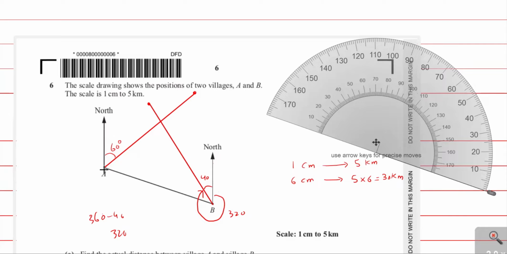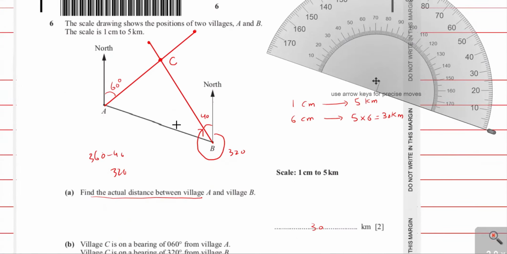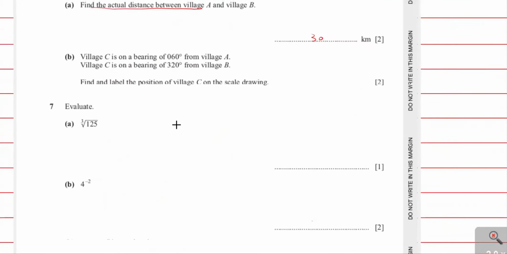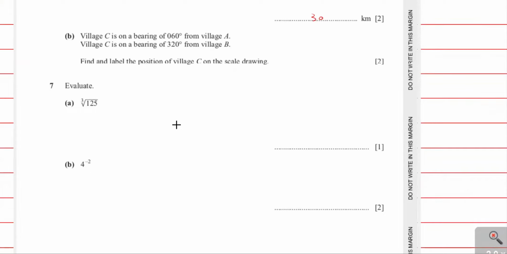And look here, village C has bearing 60 degrees from village A and 320 degrees from B, and where both lines intersect, this will be the position of village C. And this is the answer. And next, question number 7.